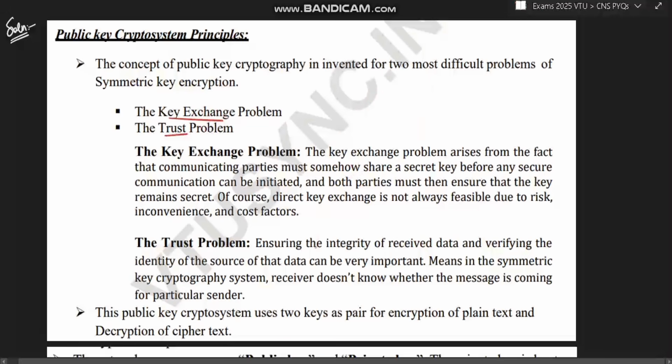The second is the trust problem. Ensuring the integrity of received data and verifying the identity of the source of the data can be very important.